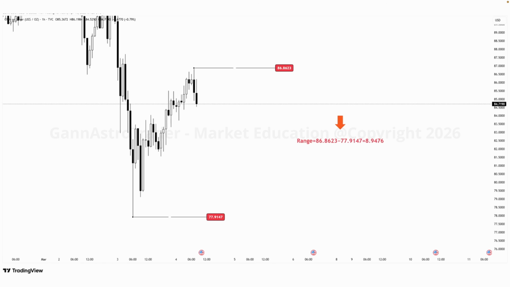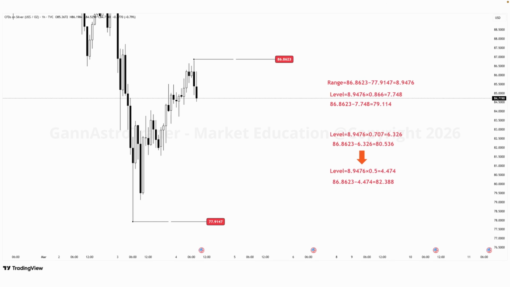8.9476. Now, we apply cosine to different angles to understand how much of this movement is retained. For the 60-degree level, cosine is 0.5. So we multiply 8.9476 by 0.5, which gives us approximately 4.474. This value represents the portion of the move that is reduced. We then subtract it from the high to get the retracement level, which comes near 82.38.